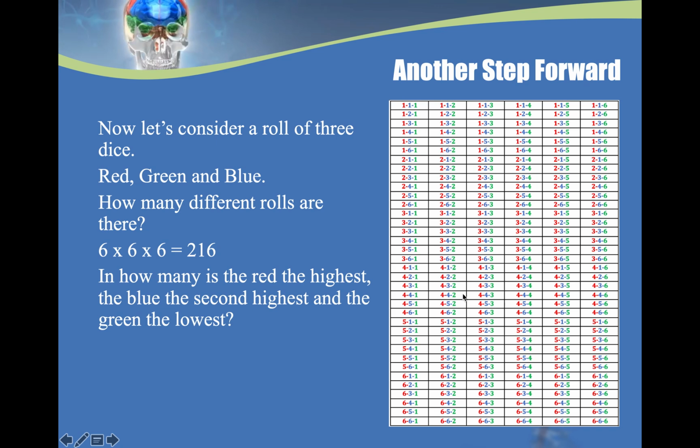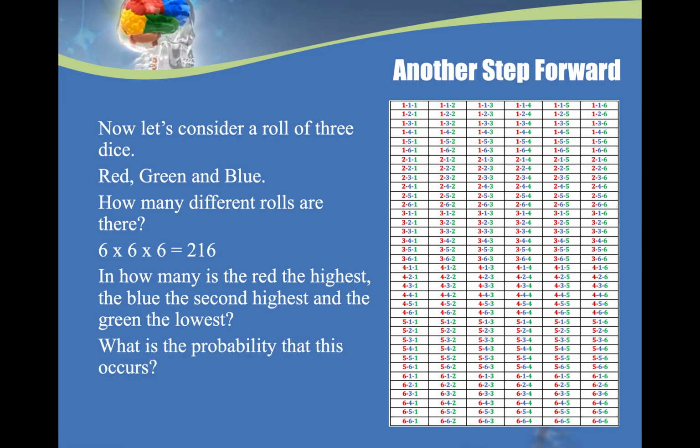Let me see. 4 3 2. There's 1. 4 3 1, that's another one. 4 2 1, that's another one. 3 more, that's 19. And it turns out there's only one more. It's 3 2 1 right here. So that's 20 different rolls out of the 216. And what that means is the probability of it occurring is 20 out of 216.